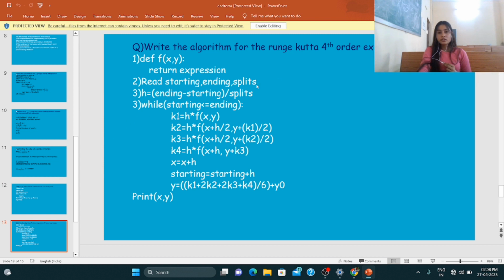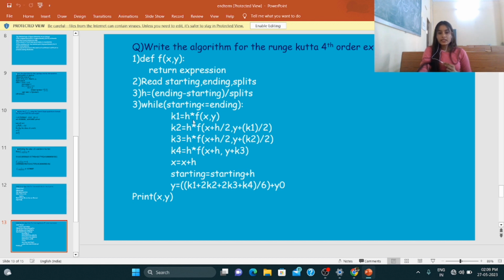Write the algorithm for the Runge-Kutta fourth order expression. The first step is def f of x comma y, that is define f of x comma y and return the expression. In the second step, we'll have to read the starting and ending along with the splits. In the third step, h is equal to ending minus starting whole upon splits.